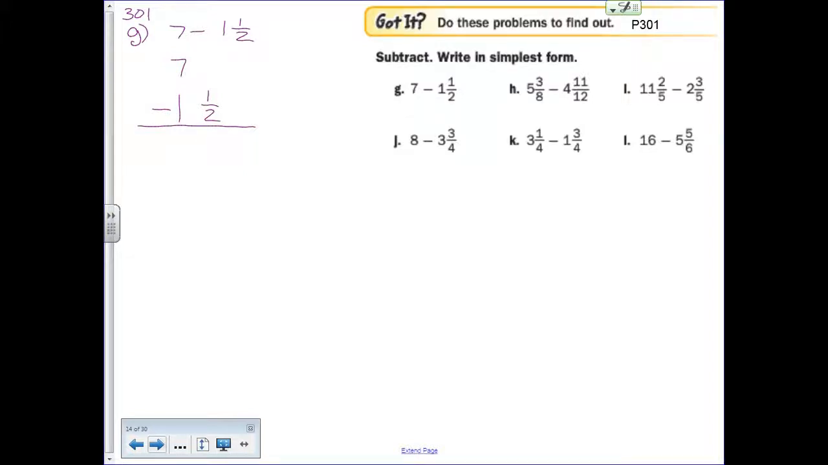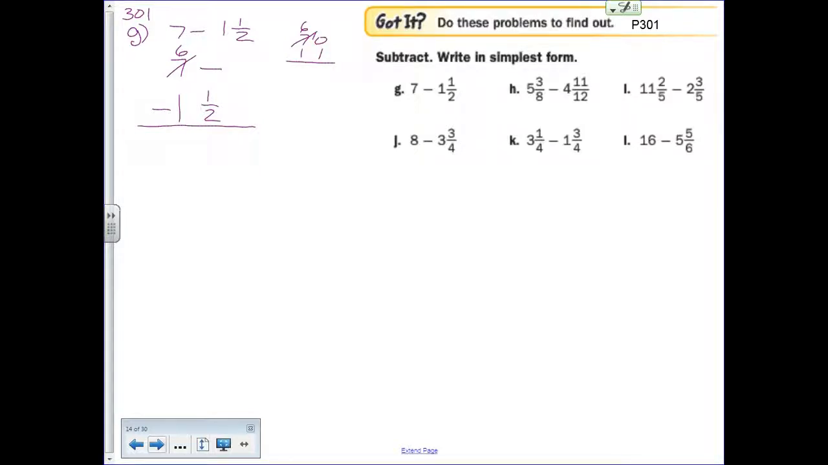If you had 70 minus 11, you would borrow from the 7, making it a 6 and making this a 10. You're going to do the same thing here. You've got to borrow from this 7, making it a 6. But now you need a fraction here equal to 1.